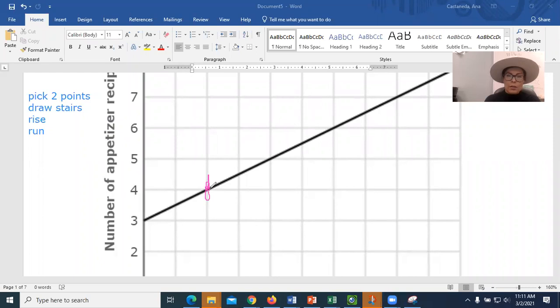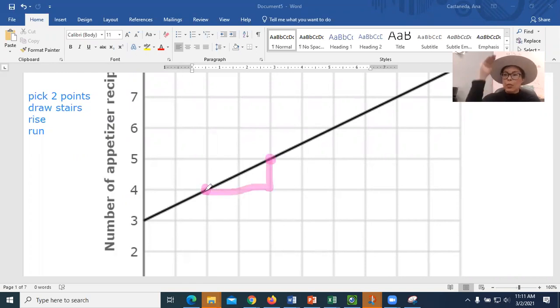Oh. Right there. Okay, that goes through the middle. That does not count as a point. This one does. So now I'm going to draw my stairs. Okay. So it's going to be like this and like this.